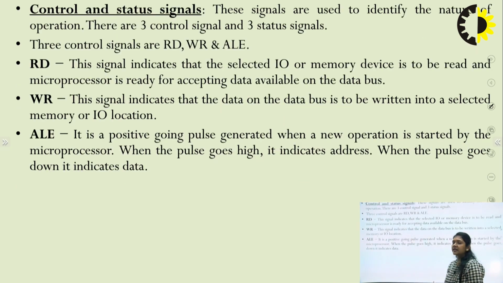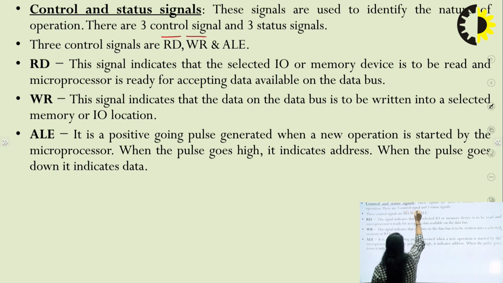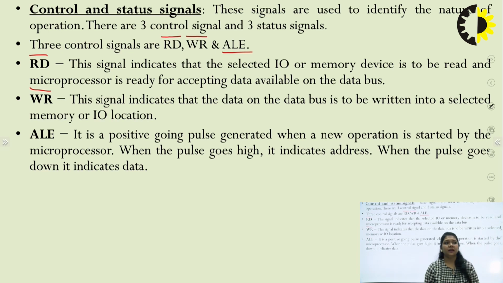Control and status signals are used to identify the nature of the operation the microprocessor is doing. The control signals are read bar, write bar and ALE. Read bar indicates that the selected input output or memory device is to be read, and the microprocessor is ready to accept the data available on the bus.